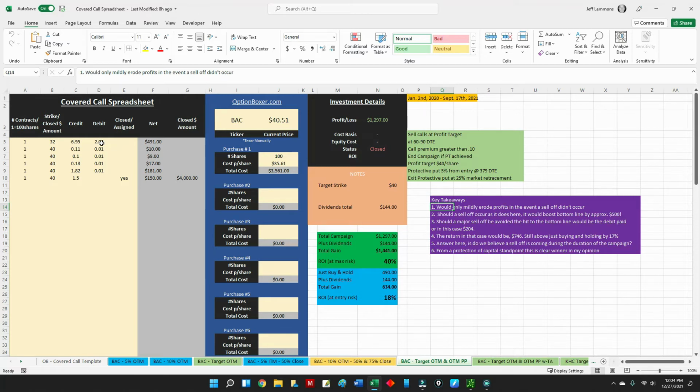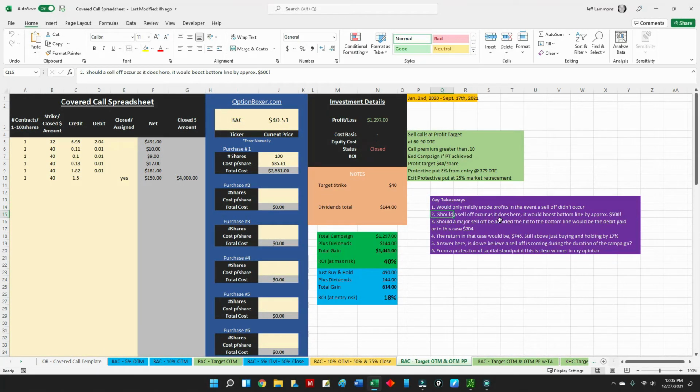So it was only $204 to buy the protective put, and it offered you downside protection. So the most you could have lost in this particular scenario would be the difference between 35 and 32 value. But in this case, because the coronavirus pandemic happened, it did go up in value. And so even if it didn't, it would only mildly erode profits.